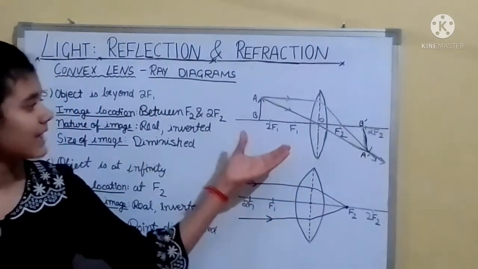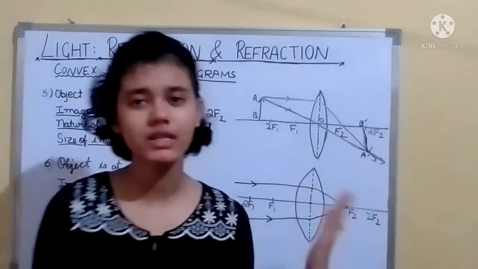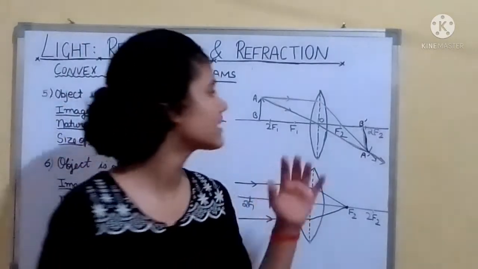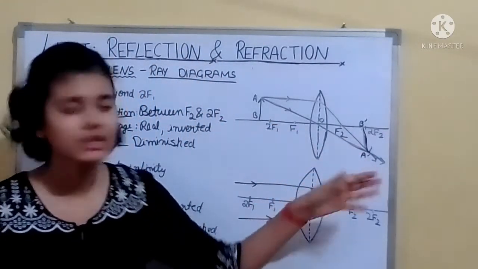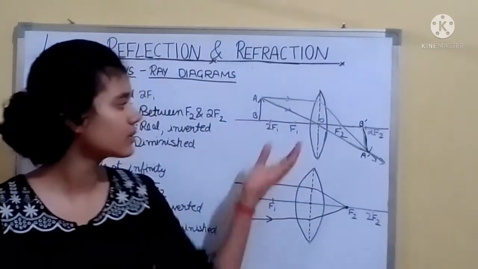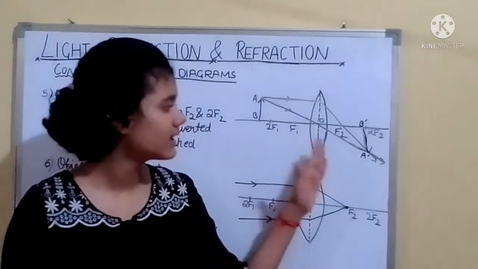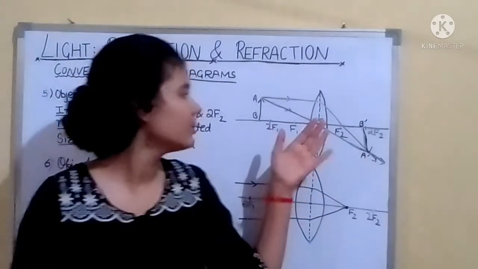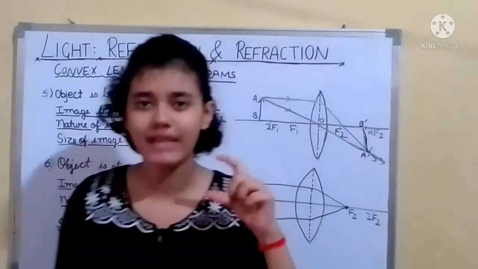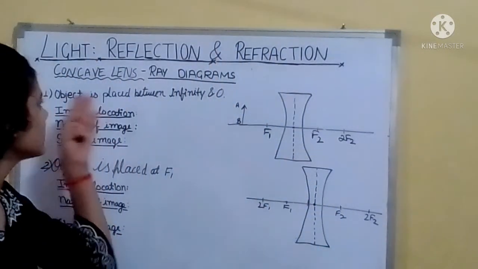So what you notice is that when the object is moving far from the lens, the image is moving towards the lens, and earlier the size was enlarged, but after passing 2f2 the size has begun to get diminished. When the object is brought closer to the lens, the size of the image will increase and it will go far from the lens. When you take the object far from the lens, the image will come towards the lens, and that too of diminished size.